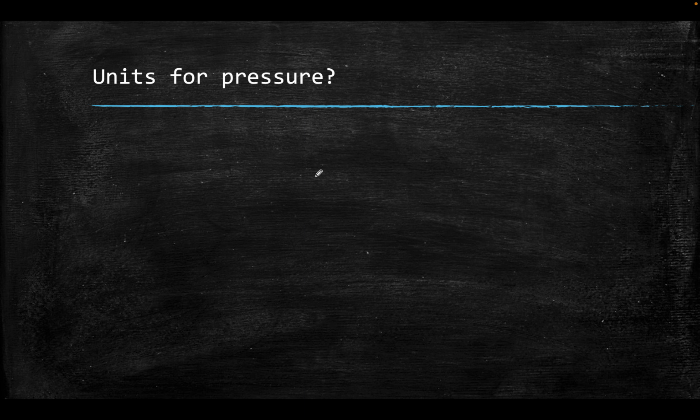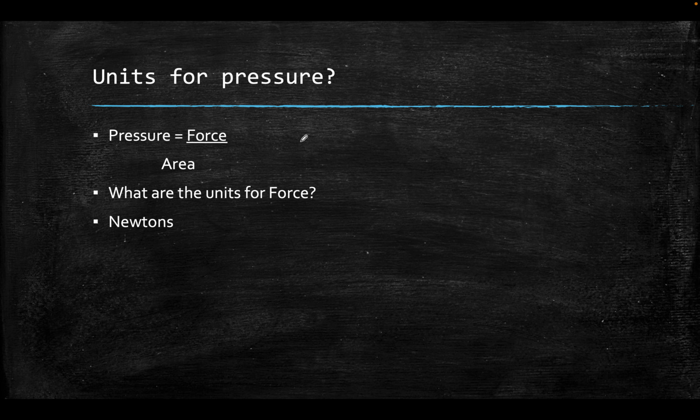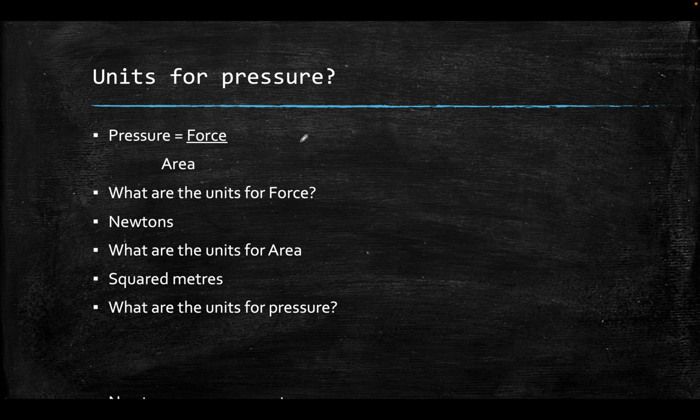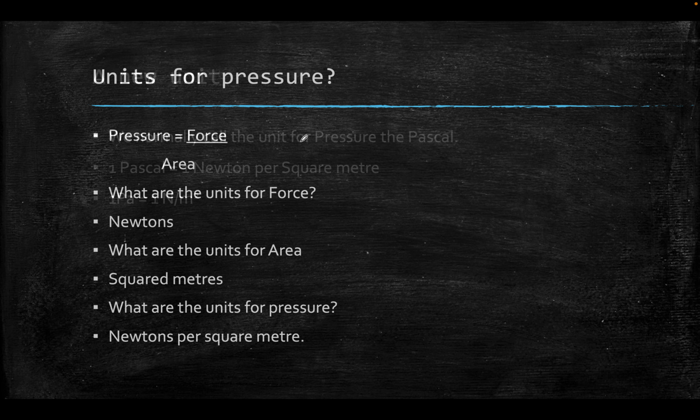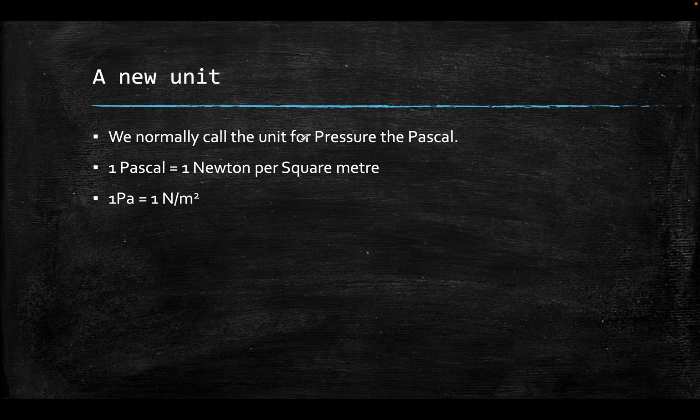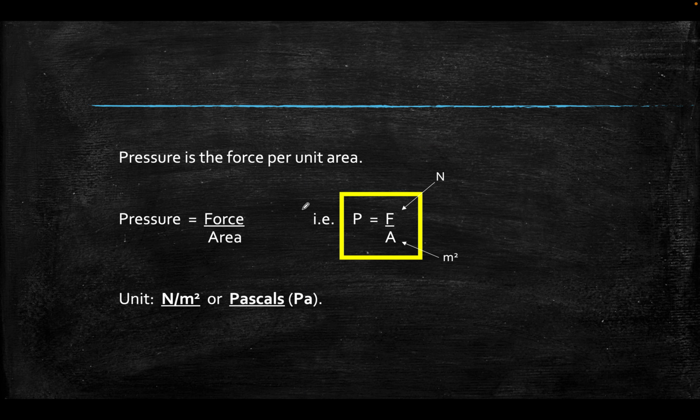So how would you find out what the unit is? Well, we know it's force over area. What would the unit be for force? Well, we know it's newtons. What's the unit for area? Well, we know that's meters squared. So the unit for pressure can be newtons per square meter. Or we can use a new unit, pascals. 1 pascal is 1 newton per square meter. Same thing. So pascals will be the unit that we can use for pressure.